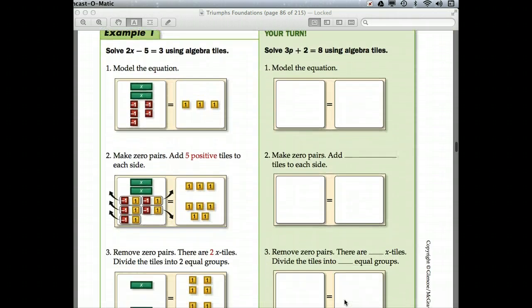Okay, for example 1, we're going to solve 2x minus 5 is equal to 3 using the algebra tiles. So notice we have 2 x's and negative 5, and we've got it equal to a positive 3. Well, since we have negative 5's, we're going to have to add positive 5 to this side. Same thing to this side, because whatever we do to one side, we do to the other. That means that all of these will zero out.